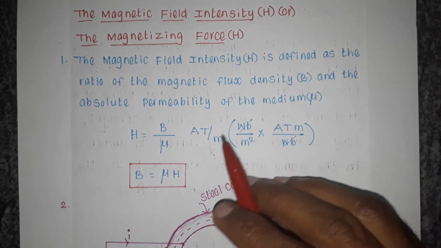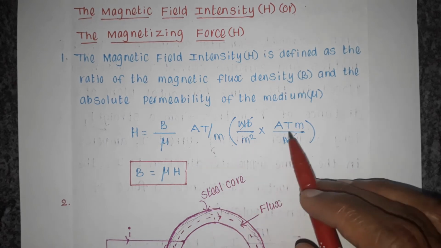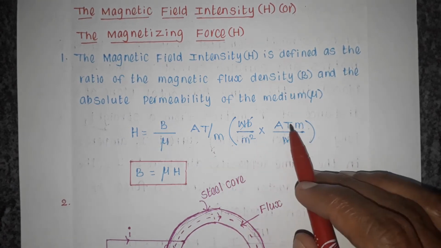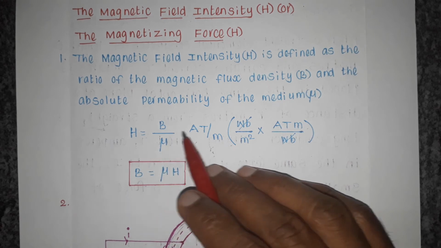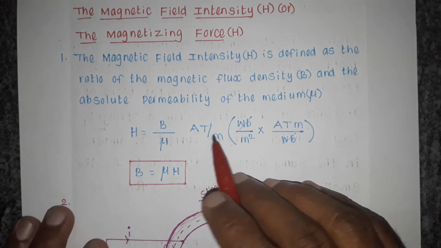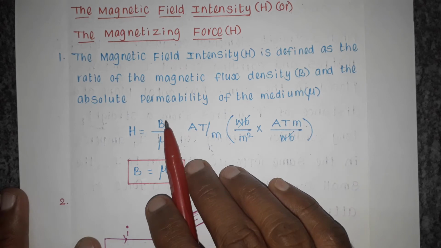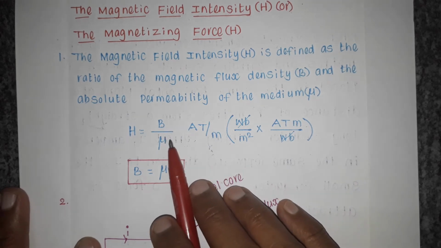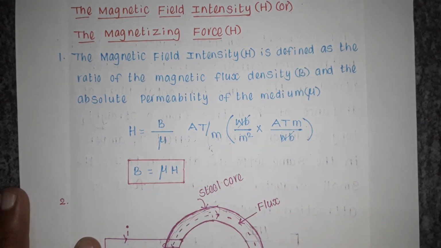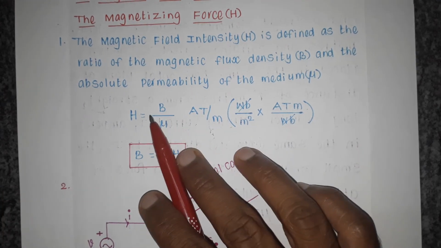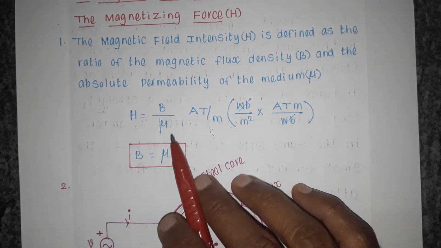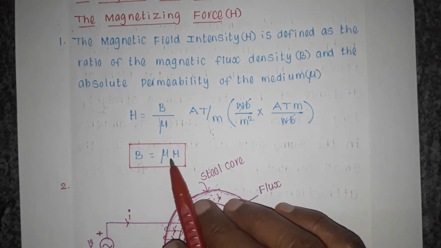So here Weber gets cancelled, and meter gets cancelled, and what is left over is ampere turn per meter. So the unit for H is ampere turn by meter. It is the ratio between magnetic flux density and mu, that is the absolute permeability of the medium. So from this expression H equal to B by mu, B equal to mu H.